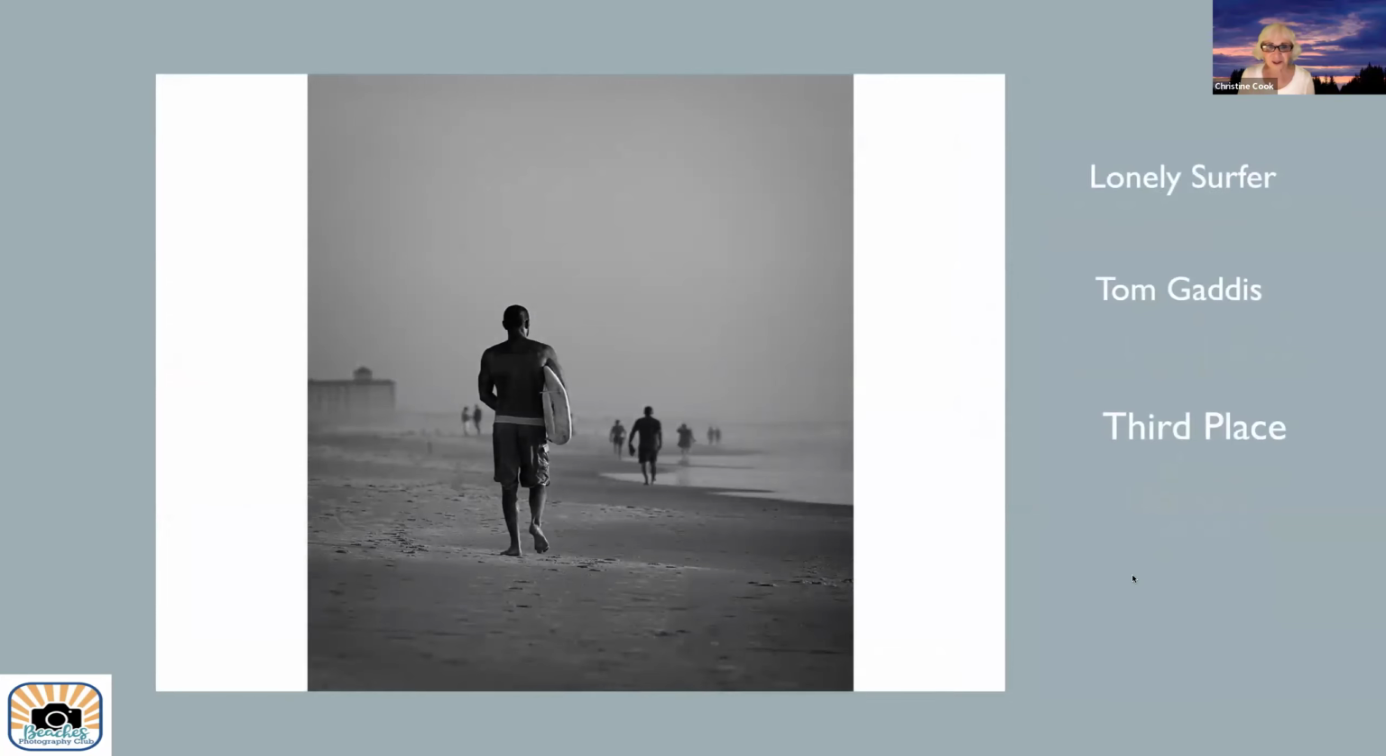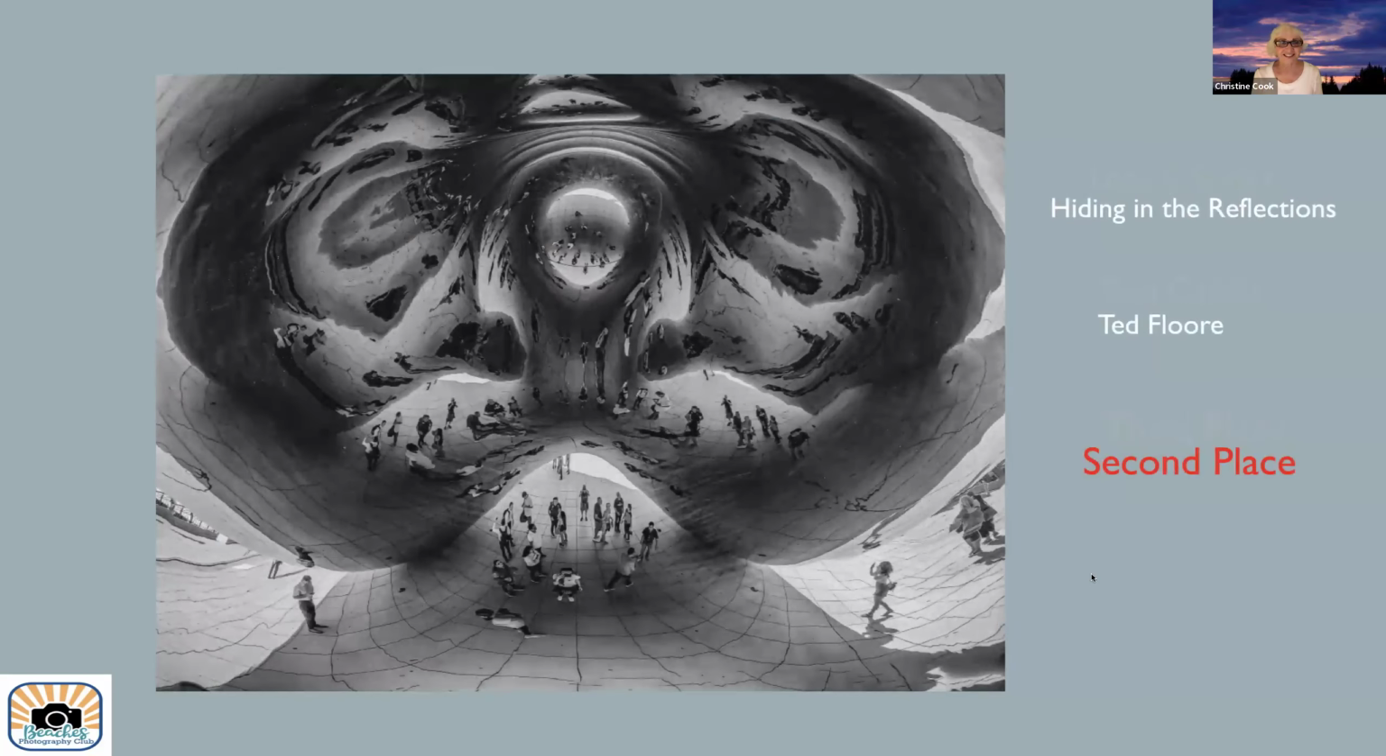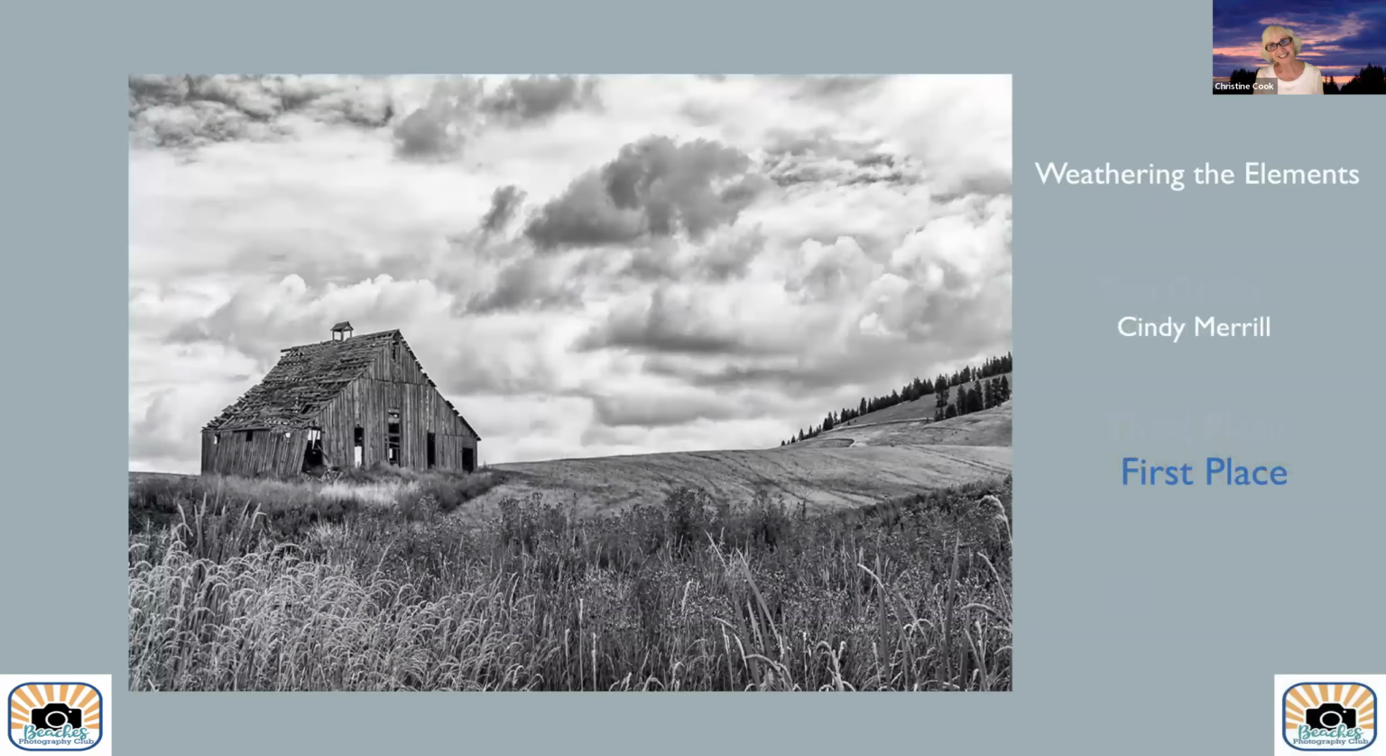So third place was Our Lonely Surfer. Just wonderful. I love his being off center and the waves coming in to the right, balancing it out. Second place was the interpretation of the Bean. Even though there's lots in this, it's beautifully organized. It just works. And first place is Weathering the Elements, a fantastic image. This is a classic, perfect monochrome image. It's got everything you would ever want in a monochrome image. Beautifully balanced, negative space, layers. It's just nice job.